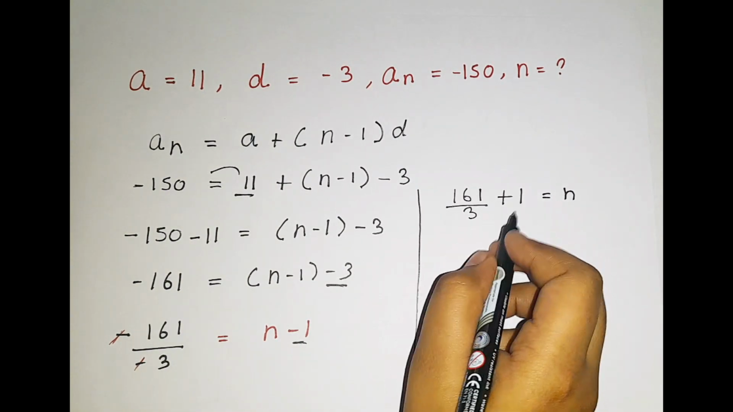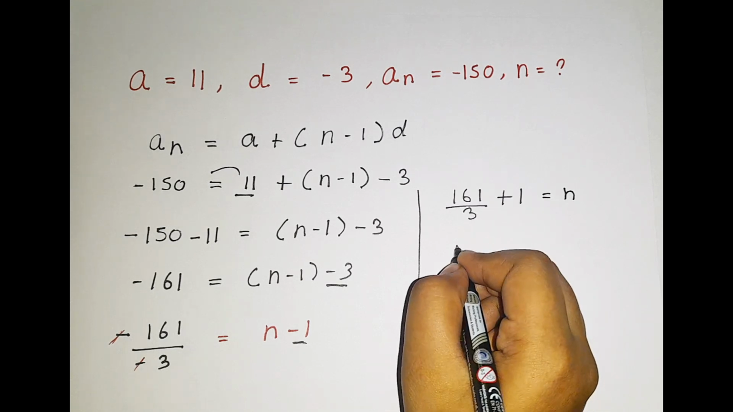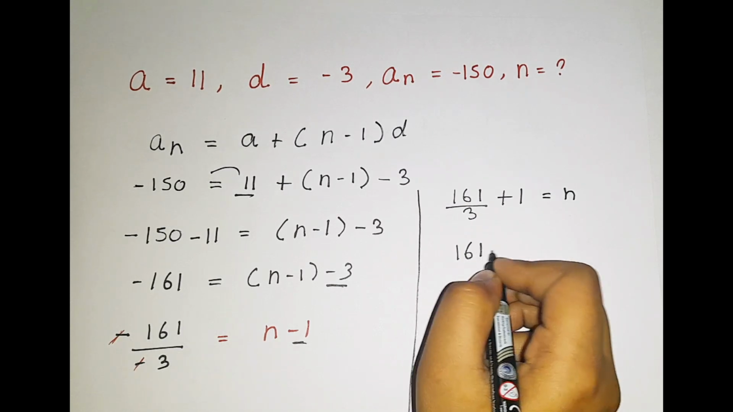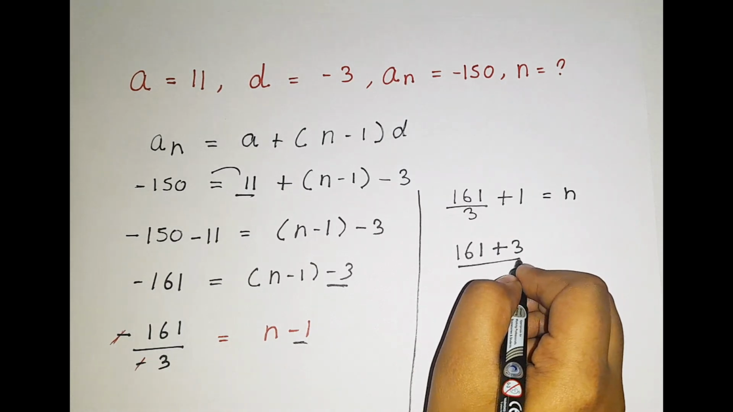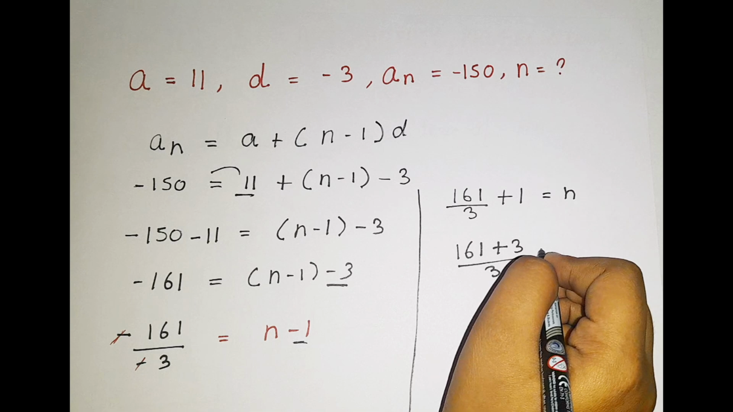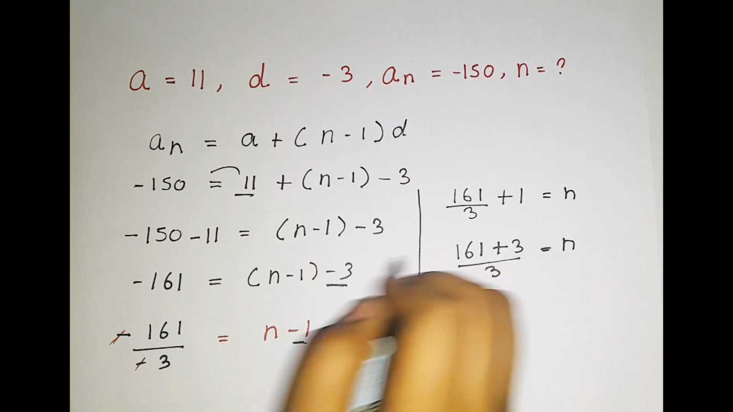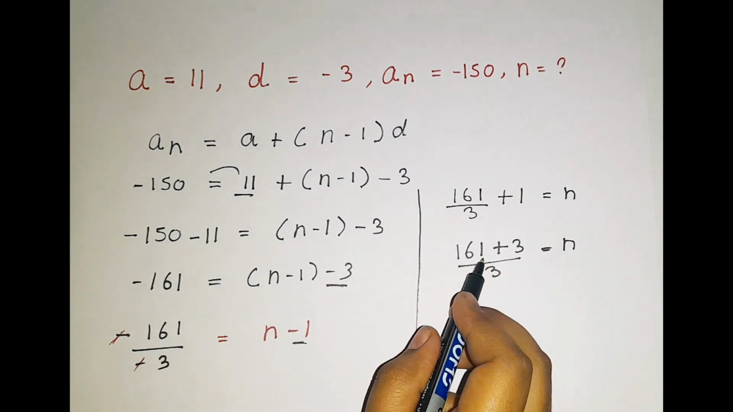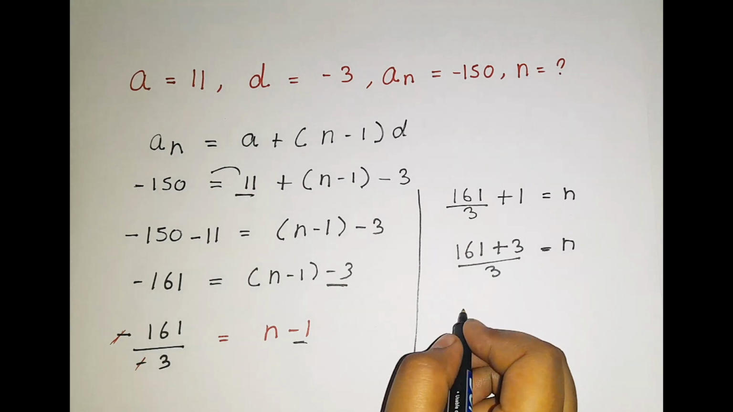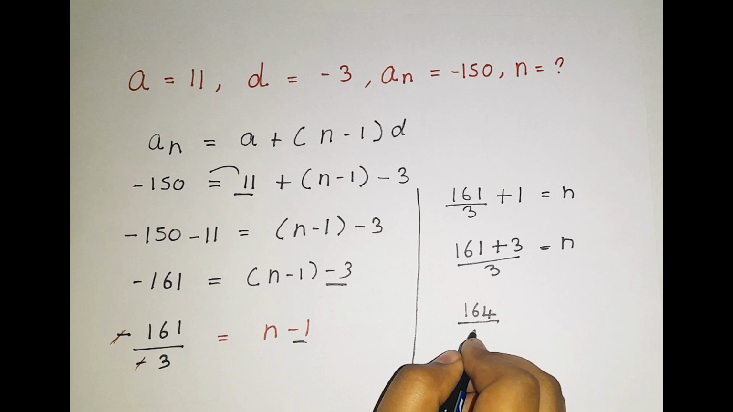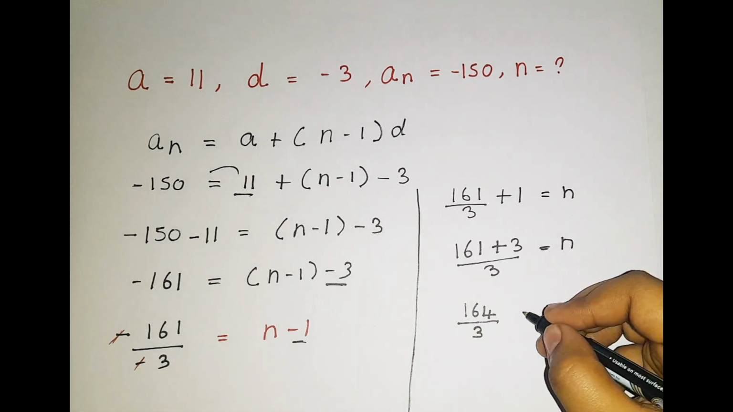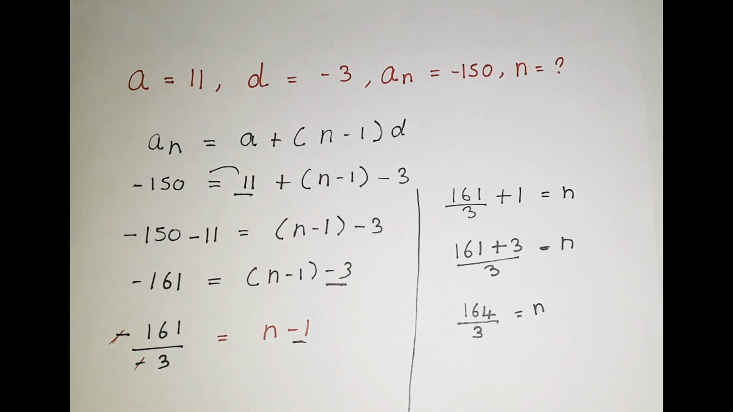So let me just take LCM. When I take LCM, I get 161 plus 3 divided by 3, and then equal to n. When I add 161 plus 3, I get 164 divided by 3 is equal to n. So now we got the n value.